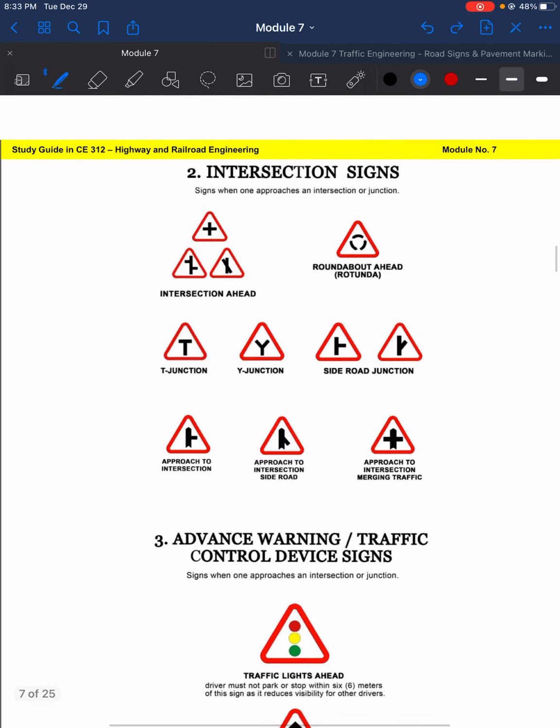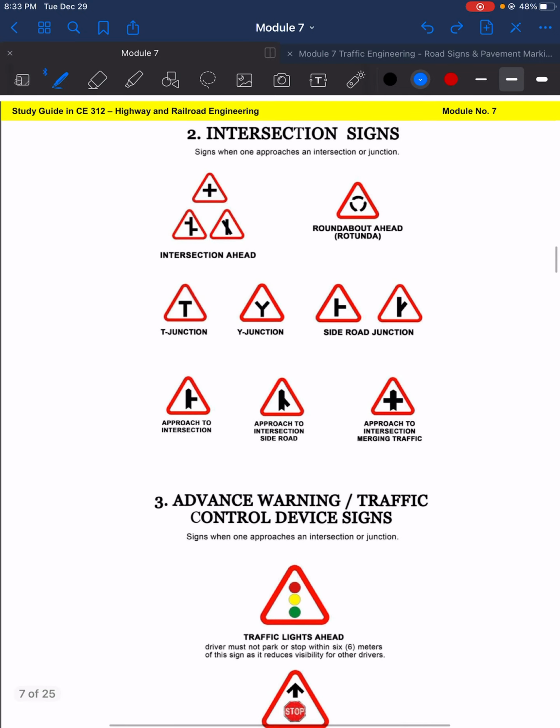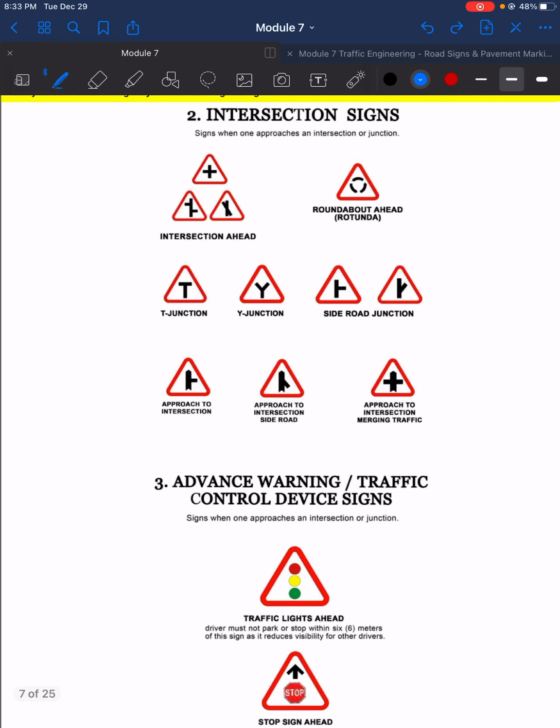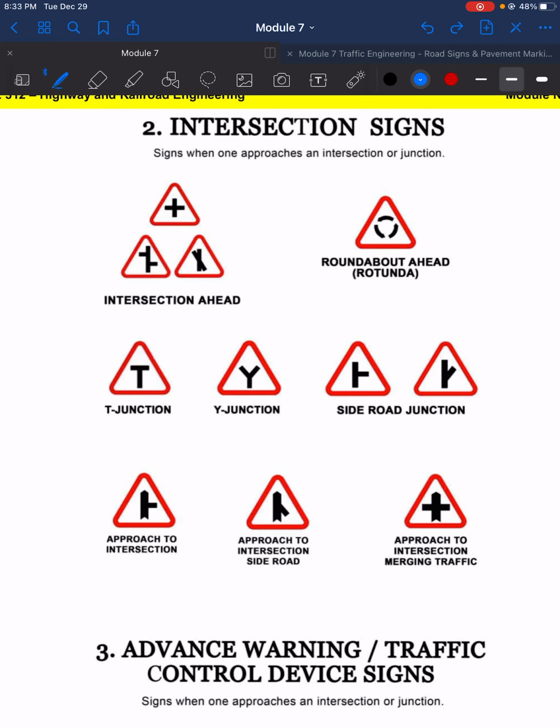Intersection signs. Number 2. Signs when one approaches an intersection or junction. So we have there 3 types. Intersection ahead. Ito makikita kung it says about roundabout or the rotunda. T-junction, the Y-junction, the side road junction, approach to intersection, side road, and then this is the approach to intersection merging traffic.